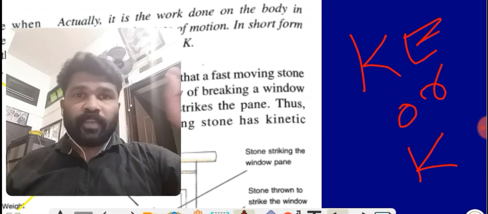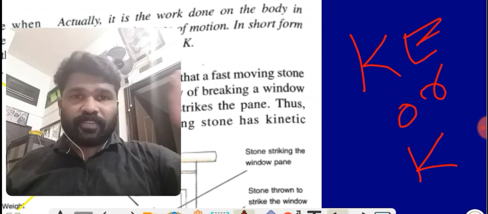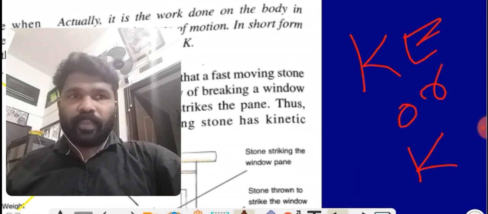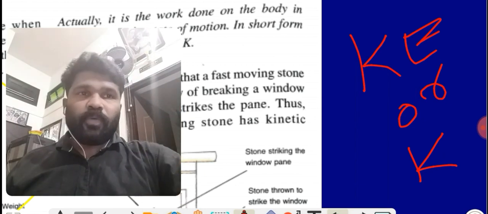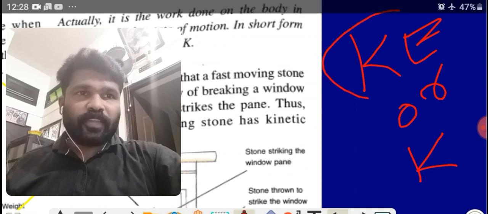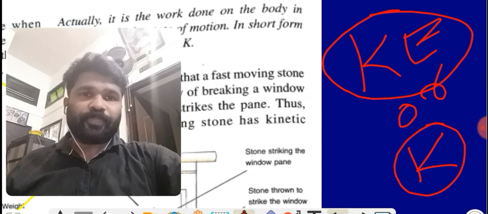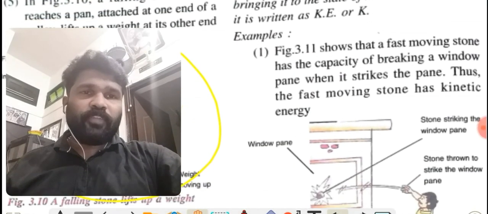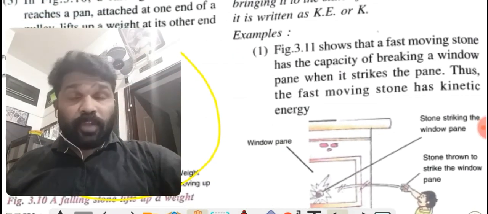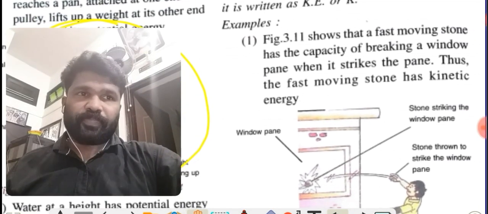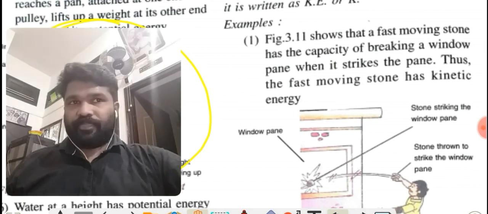Potential energy, we discussed yesterday, has the short form PE or U. Now, the short form of kinetic energy is KE or K. Okay, students. So the definition we have already discussed. Now we are going to discuss some examples of kinetic energy.